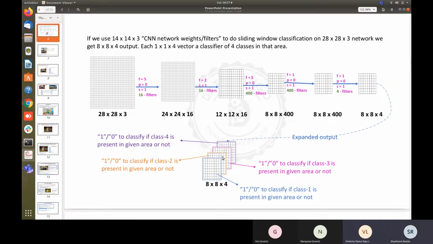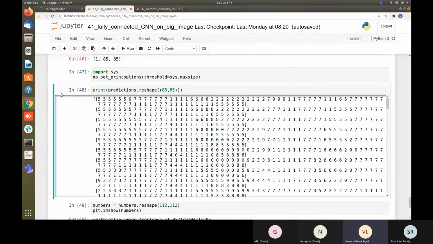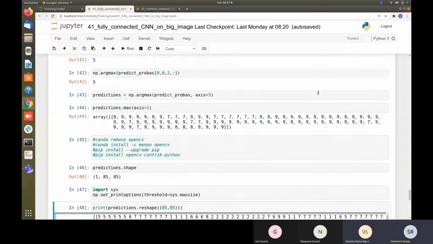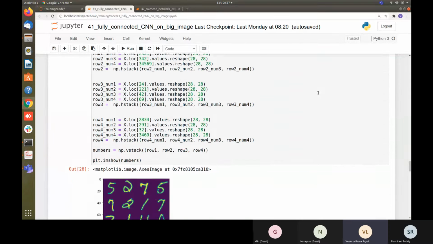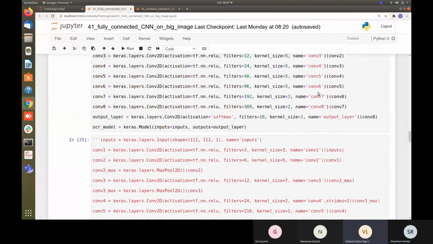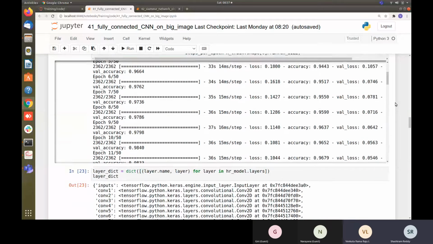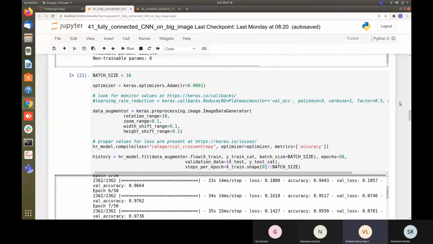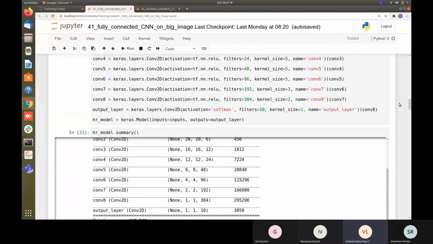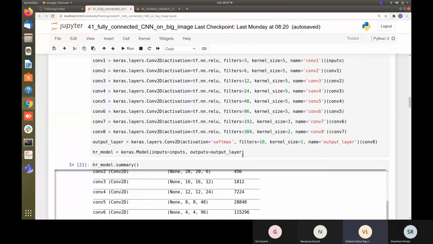Wherever you find 1 in this, there you find one class. So here in our example, there are no channels, and I did not even take channels there. The network is in a different way, right? If you look at this network, the output layer is softmax 10.